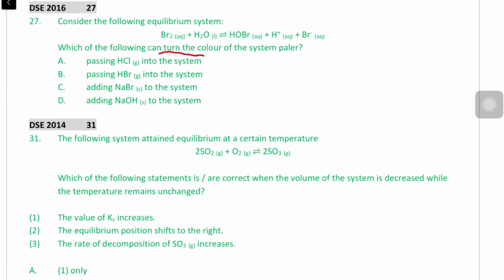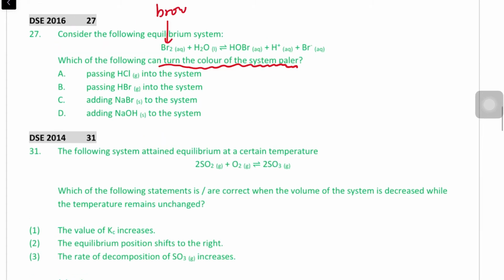Well, next one, can turn the color of the system paler. Okay, maybe some of you are not familiar with this, okay? Because bromine solution is brown, but its aqueous solution is colorless. So turning the solution paler means more forward reaction. Okay, so what should we do?